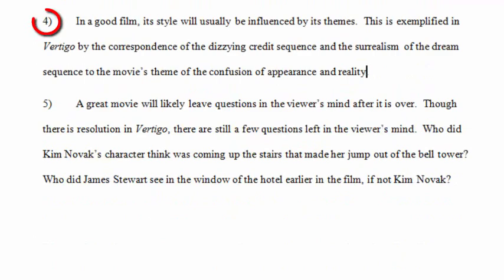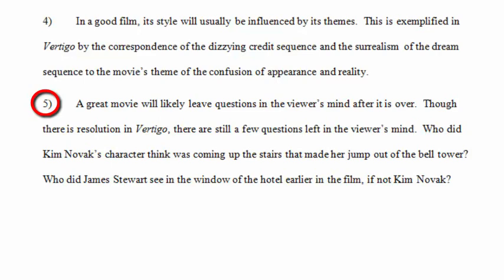Number four, "In a good film, its style will usually be influenced by its themes," a clearly stated criterion. Now let's see the explanation of it. "This is exemplified in Vertigo by the correspondence of the dizzying credit sequence and the surrealism of the dream sequence to the movie's theme of the confusion of appearance and reality." So there we have the theme influencing the style. And the last criterion: "A great movie will likely leave questions in the viewer's mind after it is over."